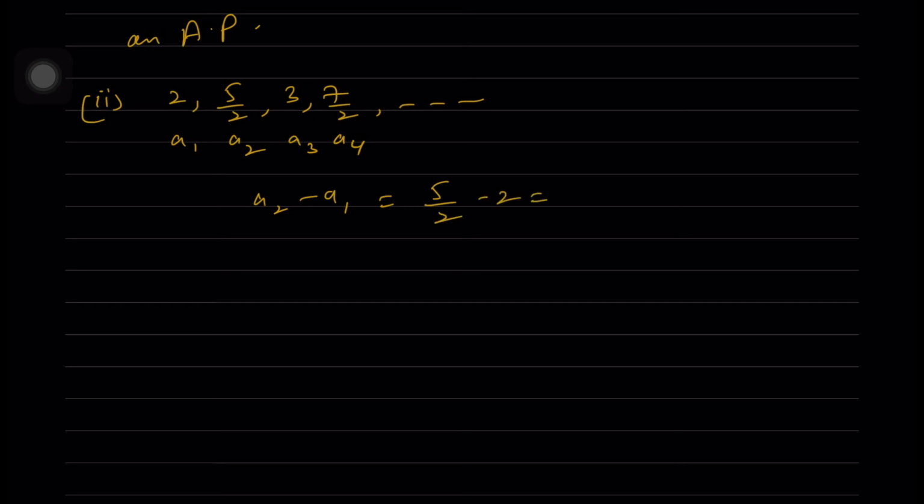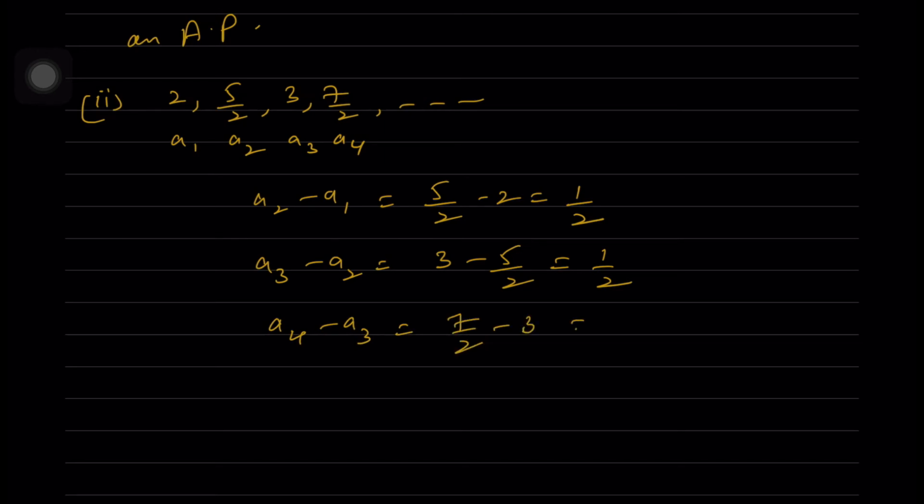Going into the next one, the second one: 2, 5 by 2, 3 and 7 by 2 and so on. So we'll say A1, A2, A3, A4. A2 minus A1 is equal to 5 by 2 minus 2, which is equal to 5 minus 4 by 2, which is half. Then A3 minus A2 is equal to 3 minus 5 by 2, which is equal to 6 minus 5 by 2, which is half. Then A4 minus A3 is equal to 7 by 2 minus 3, which is 7 minus 6 by 2, which is equal to half.